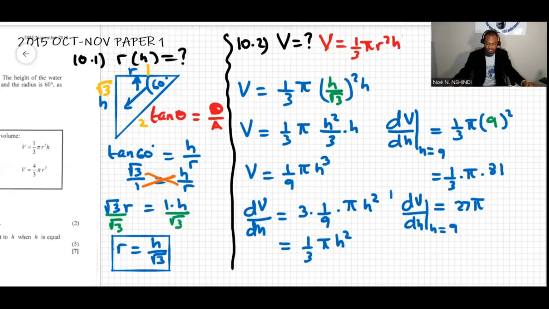So that's the rate of change of the volume when the water was at 9 centimeters. Right, thank you.